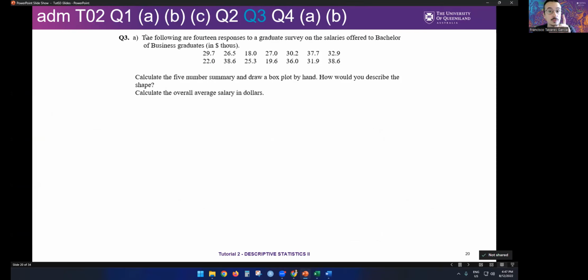Look at the question. And this is very important for your quiz to pay attention to the details. First, they're giving us the following 14 responses to a graduate survey on salaries offered to Bachelor of Business graduates in thousands of dollars. And the question is asking average salary in dollars. So these values are actually thousands. It's important to pay attention. If it's asking in dollars, transform it back to dollars instead of thousands. So that's what you get.